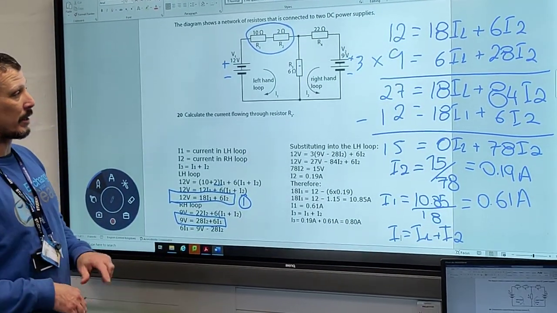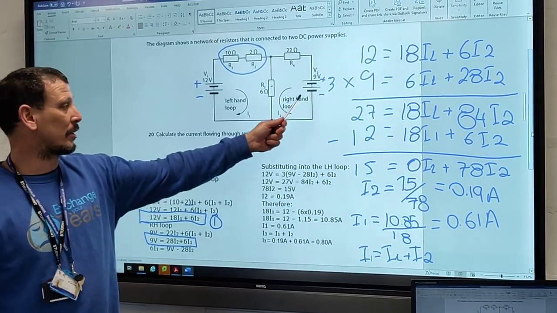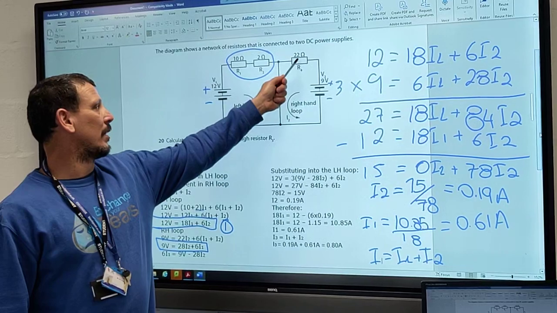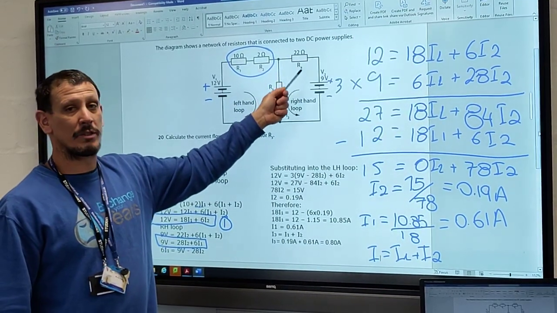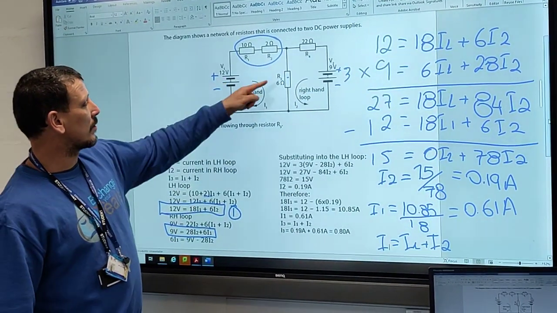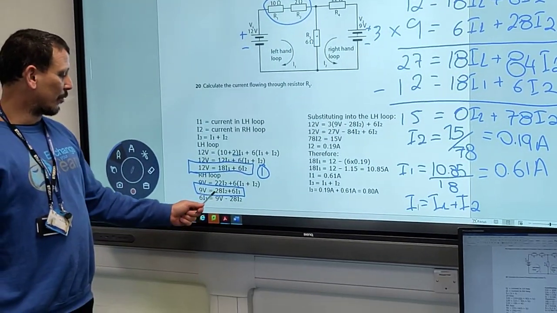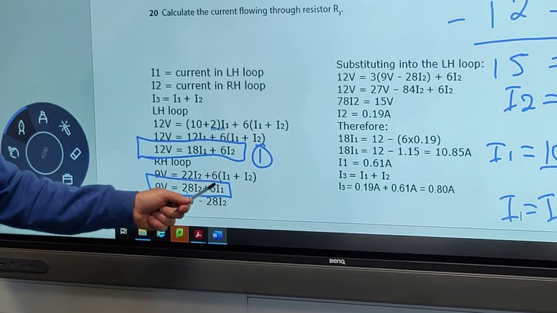Now we're going to build a second equation, starting from the second voltage source, which is 9. Now you're going to have I2 with interference of 22 plus 6, which is going to be 28 I2, plus 6 of I1. And here it is again: 9 volts equals 28 I2 plus 6 I1.